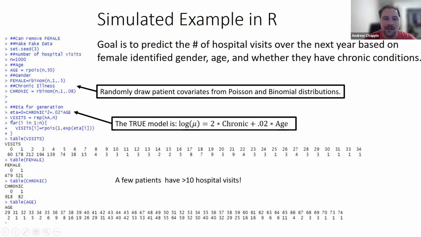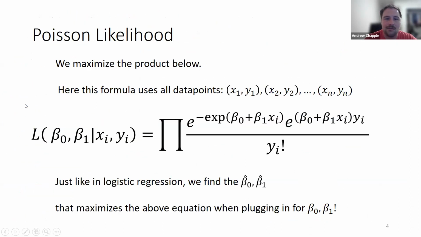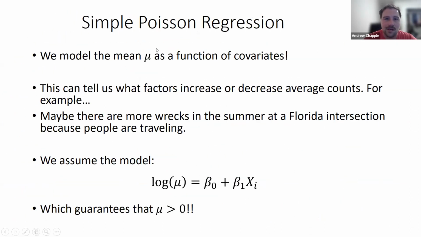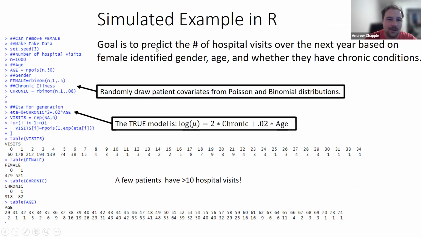I'm randomly generating the number of visits by doing it this way. So I am actually using the linear predictor. I'm plugging in a true relationship here in this kind of example. I'm basically saying, hey, look, the true model predicting the expected counts.